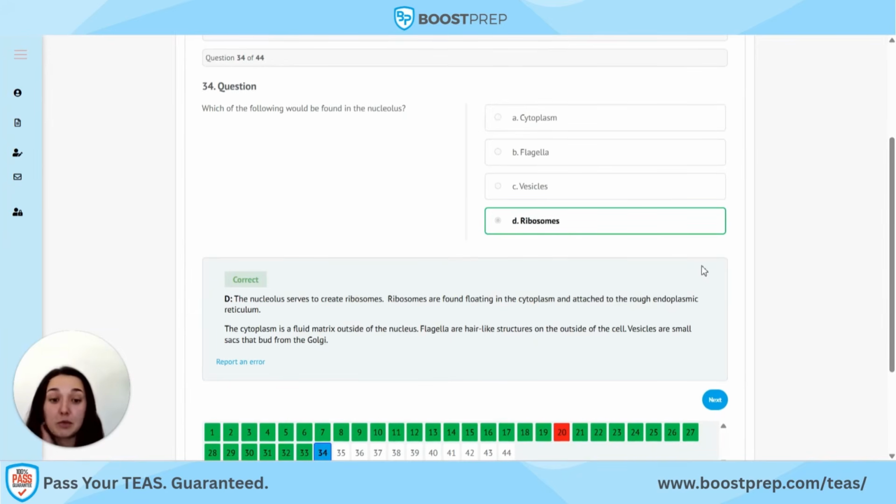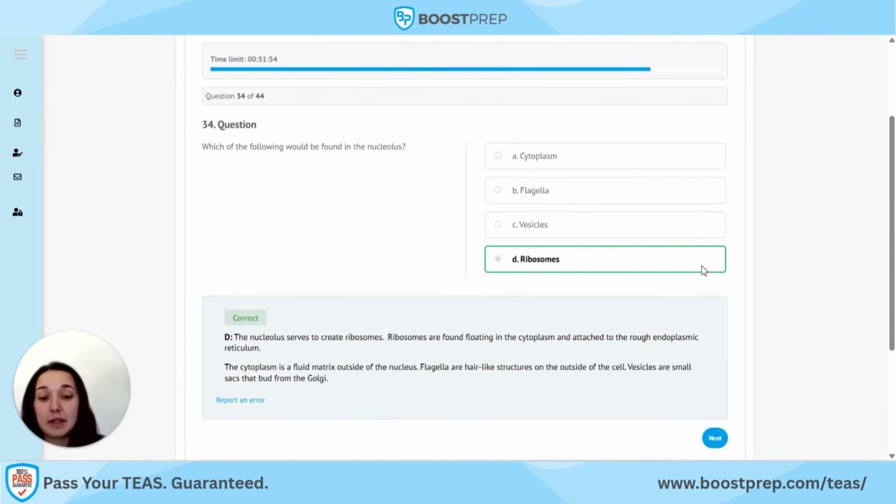The answer is D, ribosomes. The nucleolus serves to create ribosomes. Ribosomes are found floating in the cytoplasm and attached to the rough endoplasmic reticulum. The cytoplasm is a fluid matrix outside of the nucleus, while flagella are hair-like structures on the outside of the cell, and vesicles are small sacs that bud from the Golgi.